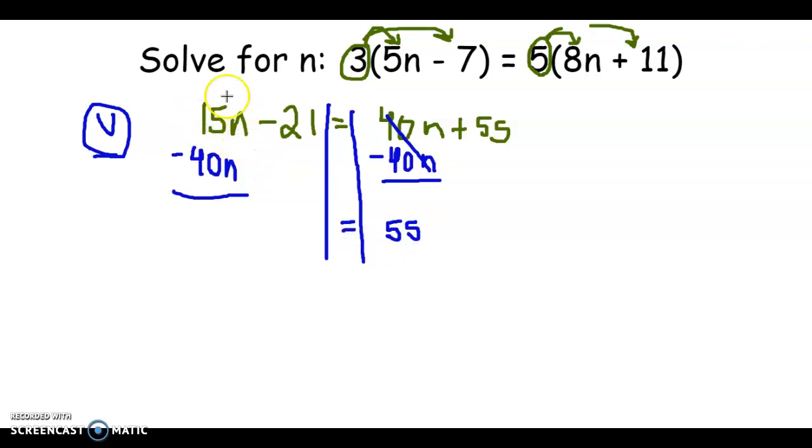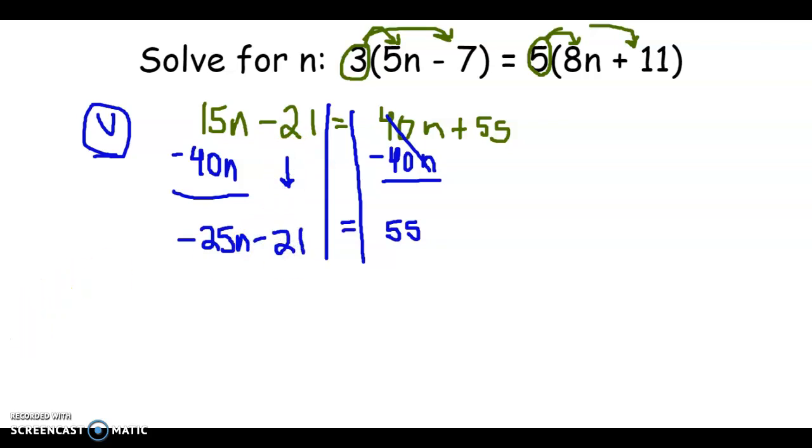Now, these are my good guys, right? They're positive. These are my bad guys. They're negatives. Notice that I have more negatives than positives, so I definitely have a negative answer. How many more bad guys do I have? Well, I have 25 more. And how did I get 25? Well, 40 minus 15 is 25. So I have negative 25n. All I do is bring down that minus 21 because I haven't done anything to that constant.